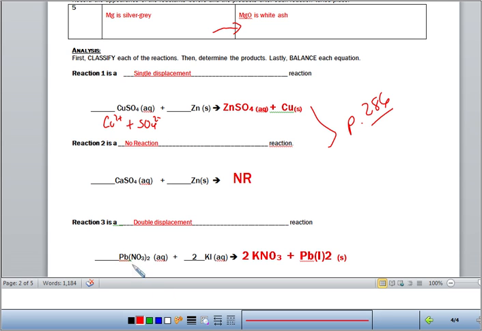Now here we're looking at a double displacement reaction. Reaction number 3, where we have the lead nitrate in aqueous solution and we have potassium iodide in aqueous solution. Okay, and so if we have an insoluble salt, and we do, which is lead iodide, then we have a double displacement reaction. What happens is the potassium just switches place with the lead, right, and we end up with potassium nitrate and lead iodide.